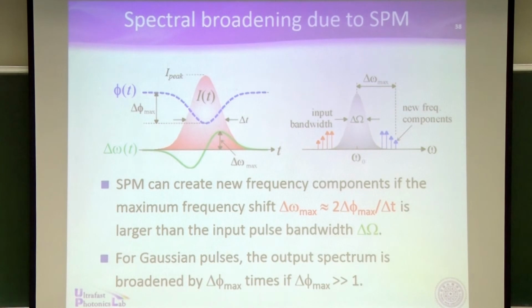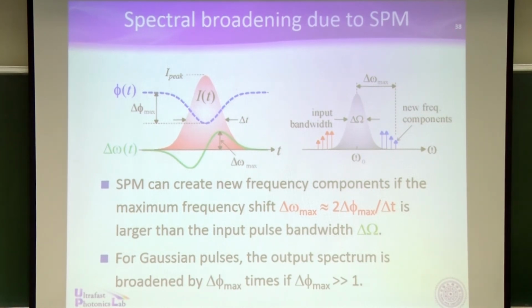And the rule of thumb is like this. If your input pulse is a Gaussian pulse, okay, then the output spectrum can be broadened by a factor of delta phi max, provided that delta phi max is big enough, much larger than 1. Okay? So for example, if your delta phi max is 10 radians, which is very big, then the output spectrum could be broadened by 10 times. It's a very significant spectral broadening.